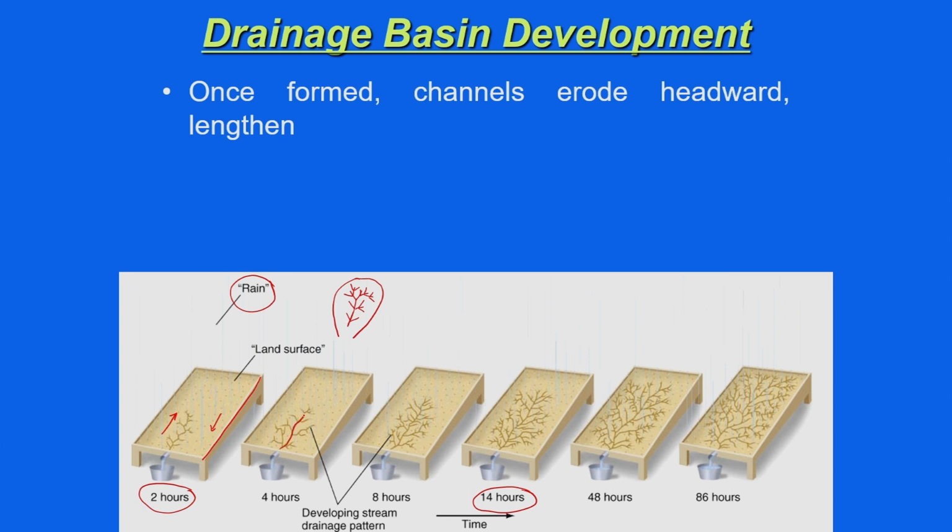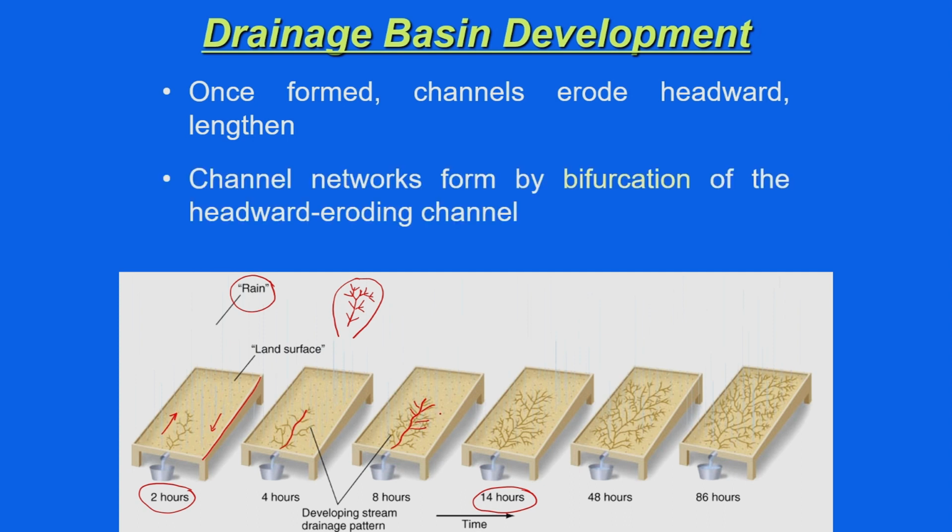If you see here, slowly you have tributaries which join from the sideways. This is what we call the channel network formed by bifurcation of the headward eroding channels. There are small channels which will keep bifurcating. If you have one channel, it will bifurcate into another, here there is further bifurcation, here further bifurcation, and so on. Similarly, it will go this side also. So the drainage has usually been seen to form by headward erosion.